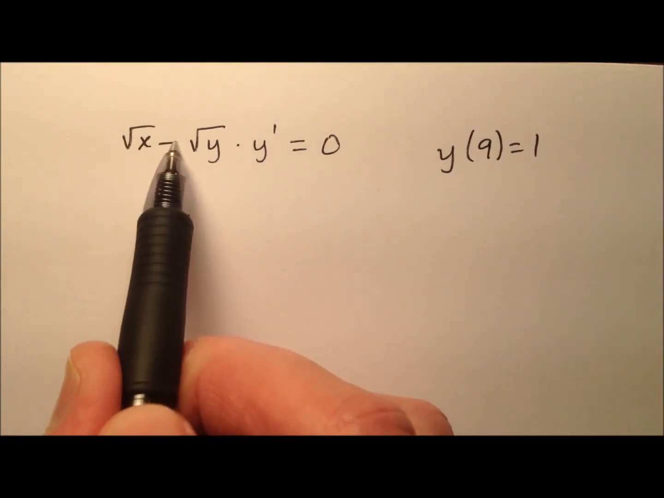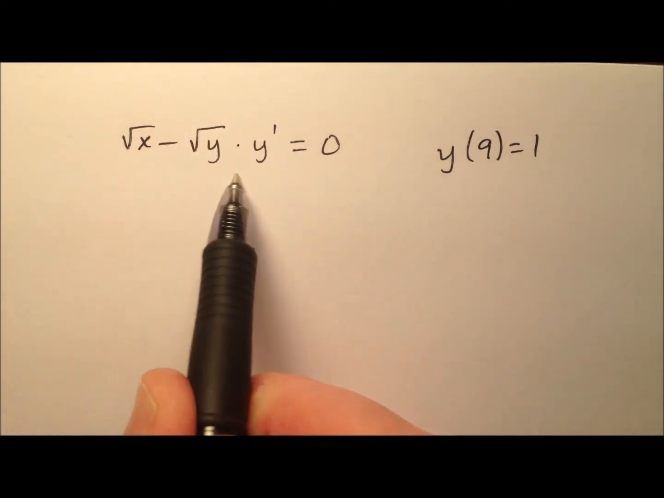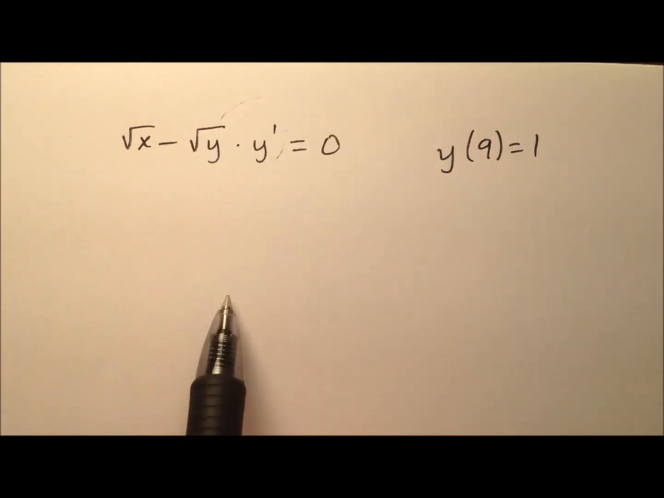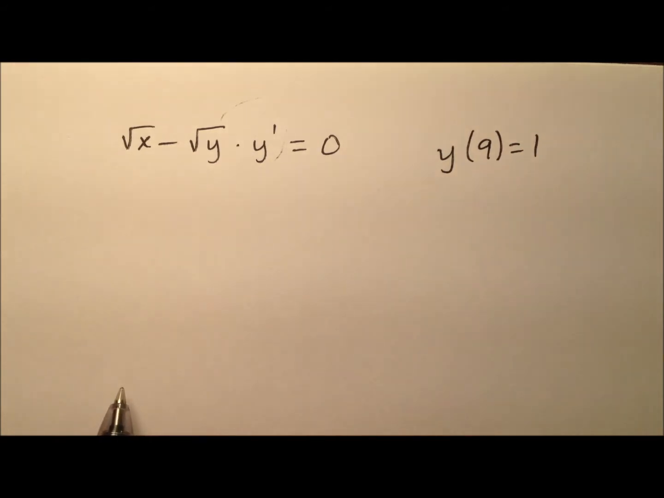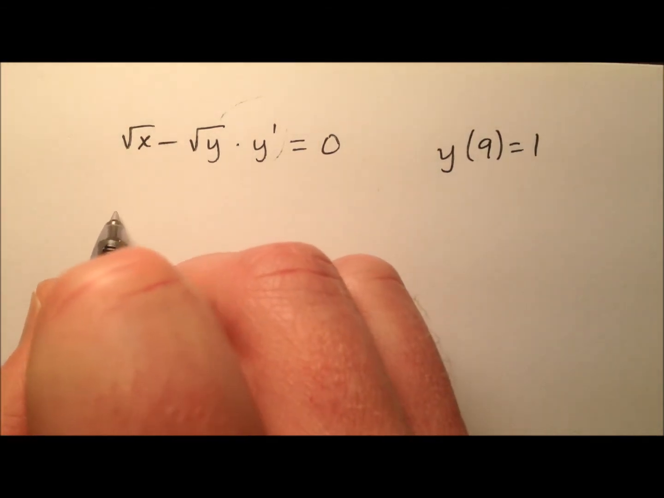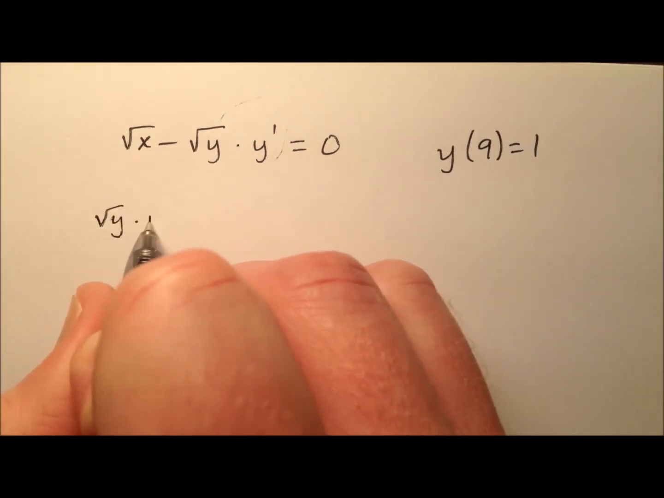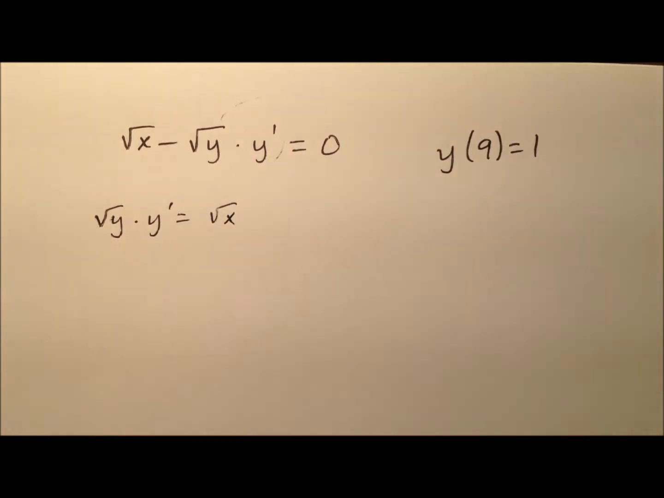So I notice this is a negative right here, so I could take this term and move it over to the right to make it positive. And then we could just switch both up if you want to get the y's on the left and the x's on the right, because it seems like we're most comfortable that way. So ultimately that would look like the square root of y times y prime equals the square root of x.